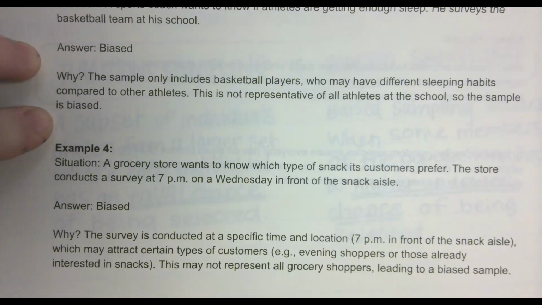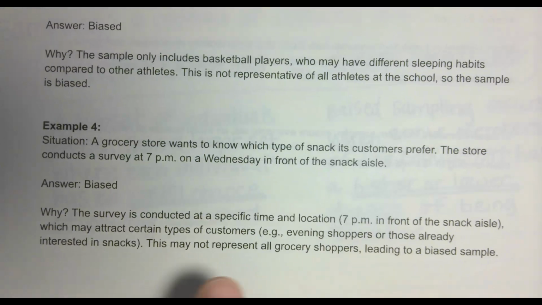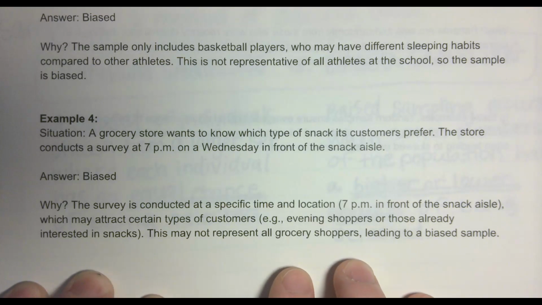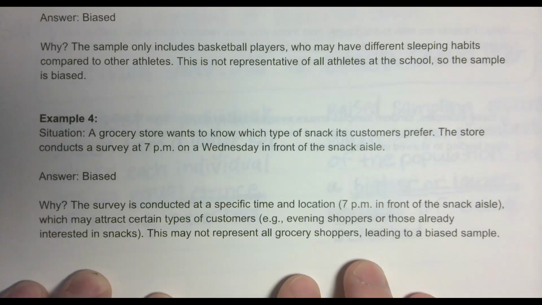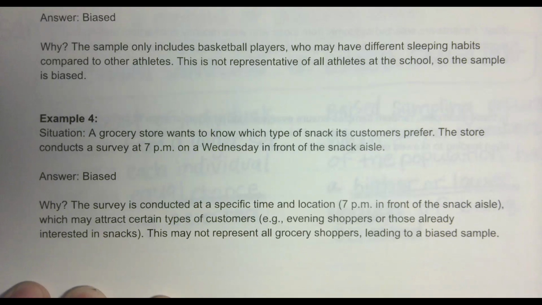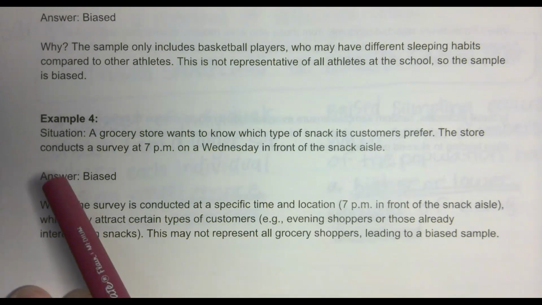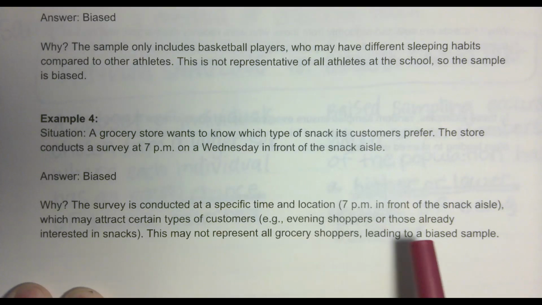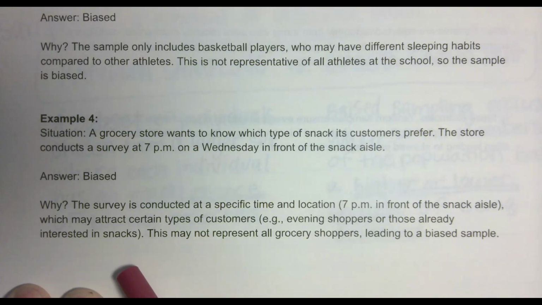All right. So let's see what their explanation was for this grocery store survey. They said it's biased because the survey is conducted at a specific time and location, 7 p.m. in front of the snack aisle, and that may attract certain types of customers. For example, evening shoppers or those that are already interested in snacks. So this may not represent all grocery shoppers, and that's going to lead to a biased sample.